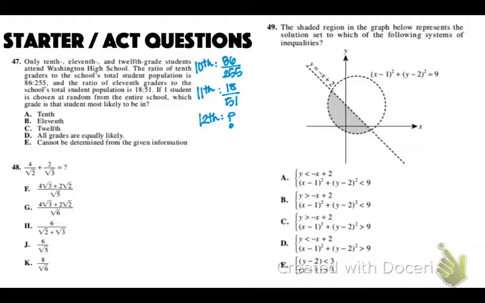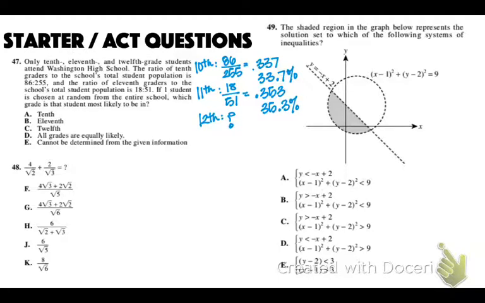If we actually divide, I'm just going to take my calculator and divide 86 by 255. And I get 0.337, which, if I move that decimal over twice, is about 33.7%, right? We can do the same thing for this one. So 18 divided by 51, you get 0.353. So that's going to be about 35.3%.